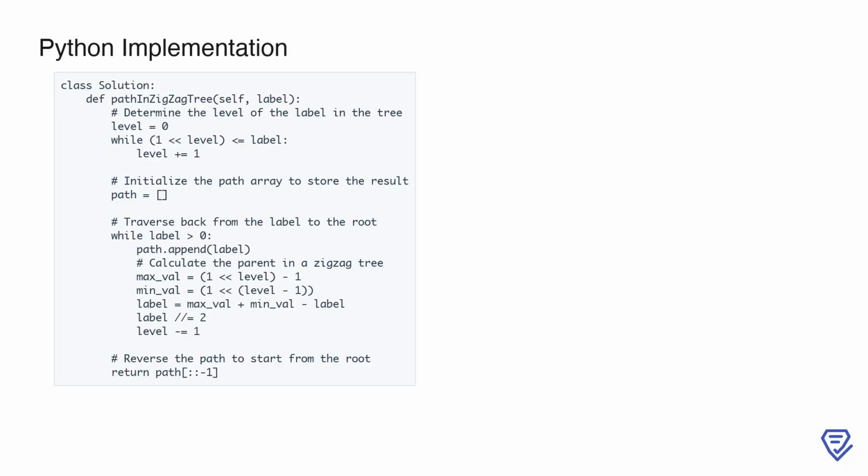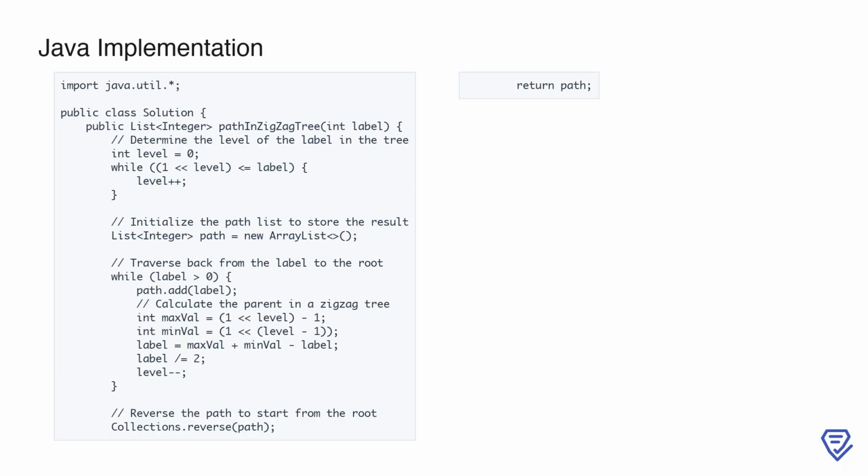The code is concise, leveraging bitwise operations for fast calculations of powers of 2, and handles edge cases like small labels, e.g., 1, seamlessly. Here, we start by importing the necessary classes and defining the solution class. The method pathInZigZagTree takes an integer label as input, which represents a node in the zigzag-labeled binary tree.